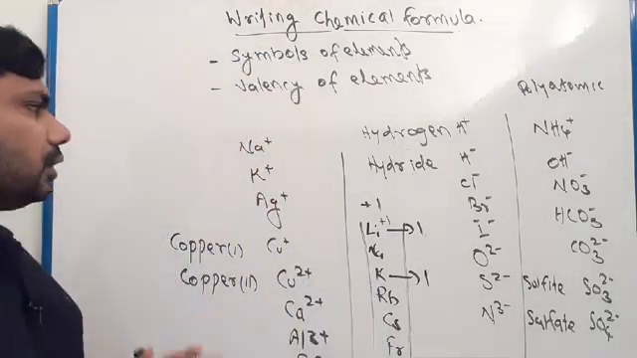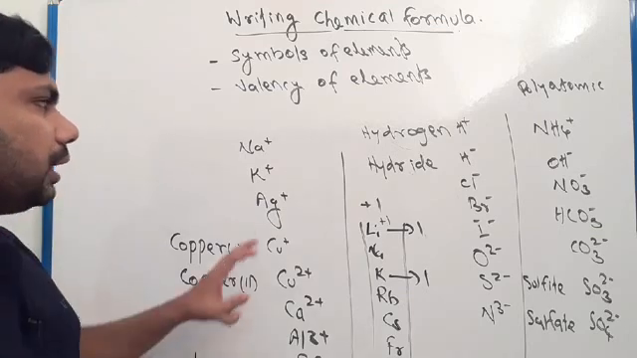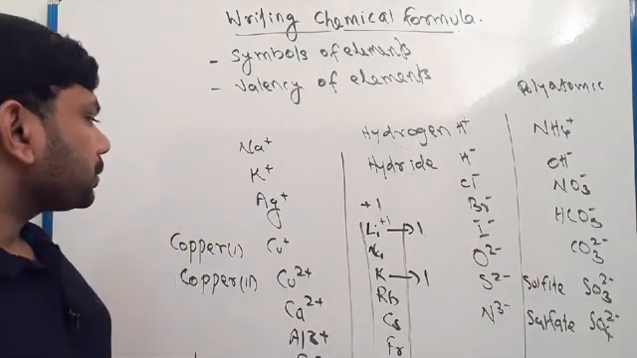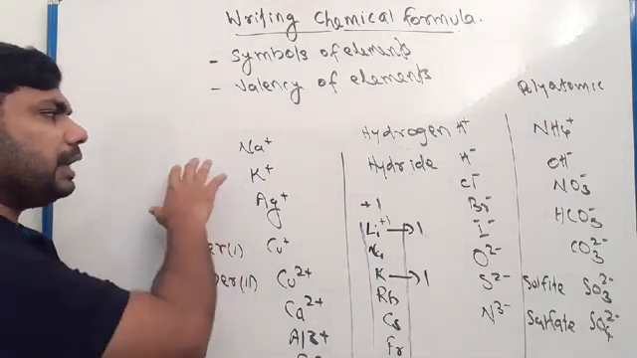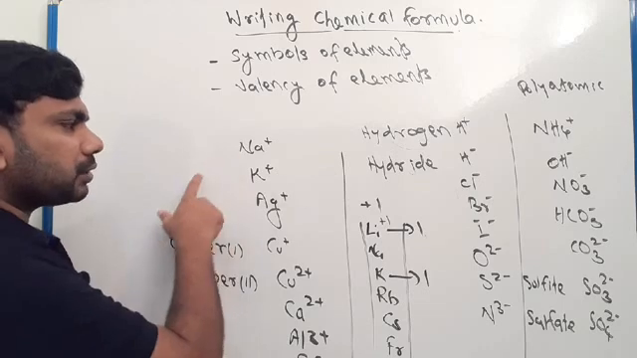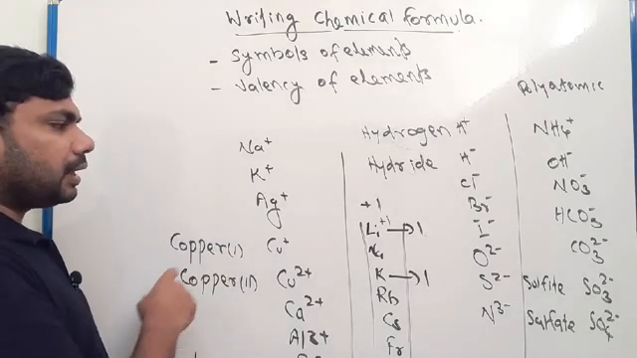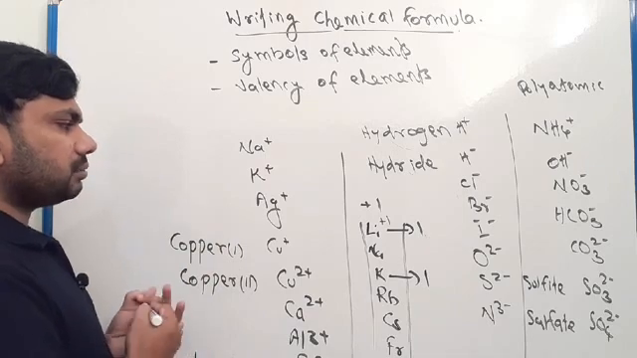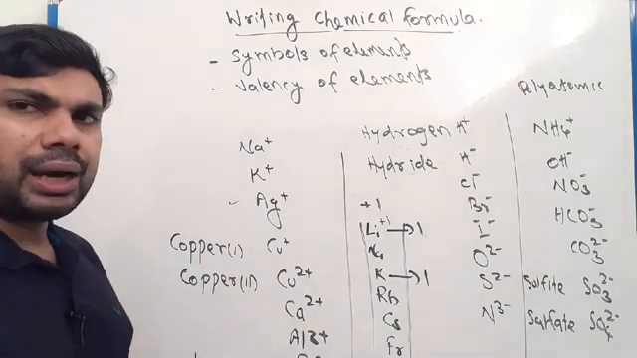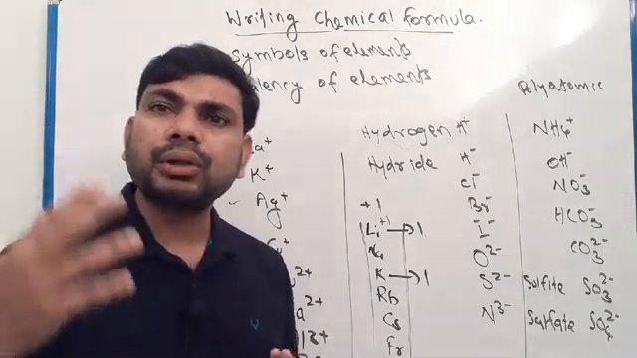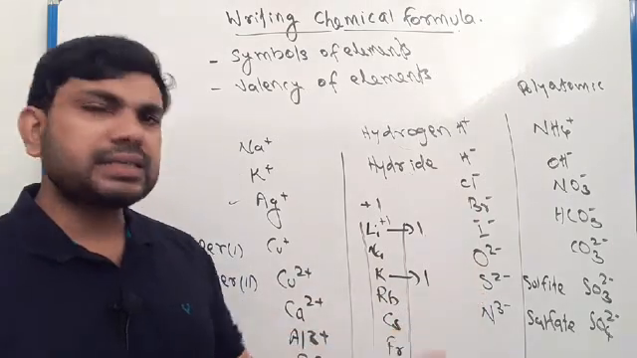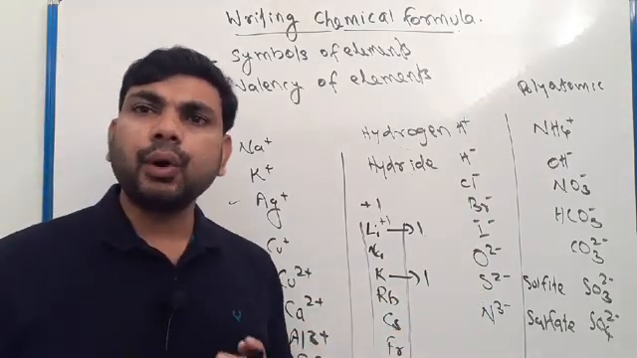Clear? Now see in your textbook, you have a table of valencies. Here it is given: name of element, symbol with charge. Sodium +1, potassium +1, and silver +1. Also, you have to know that some elements have more than one valency. Here these elements have only one valency, but some elements have more than one.